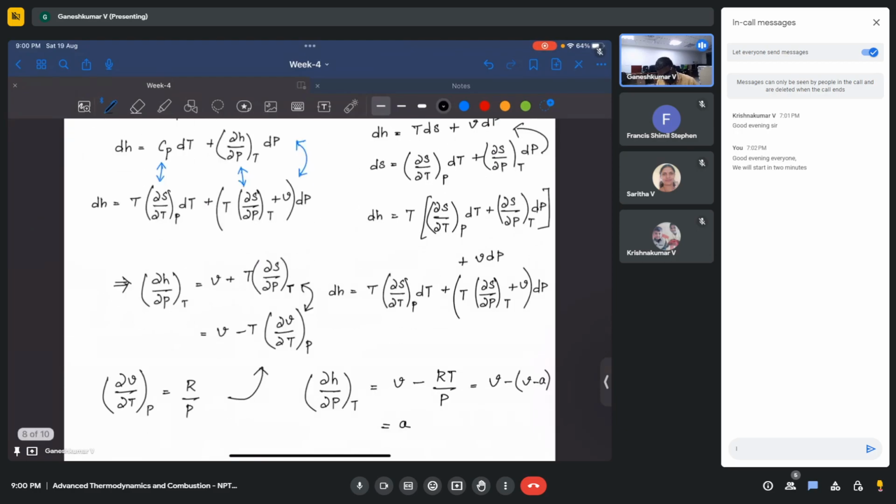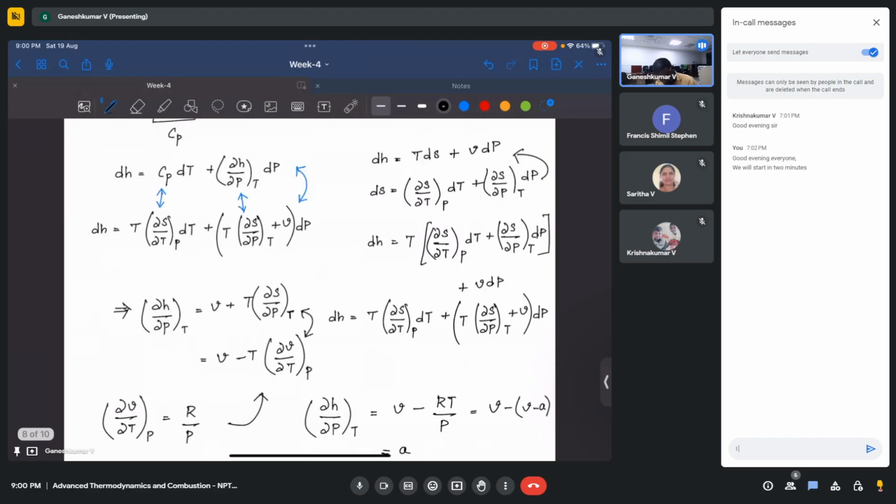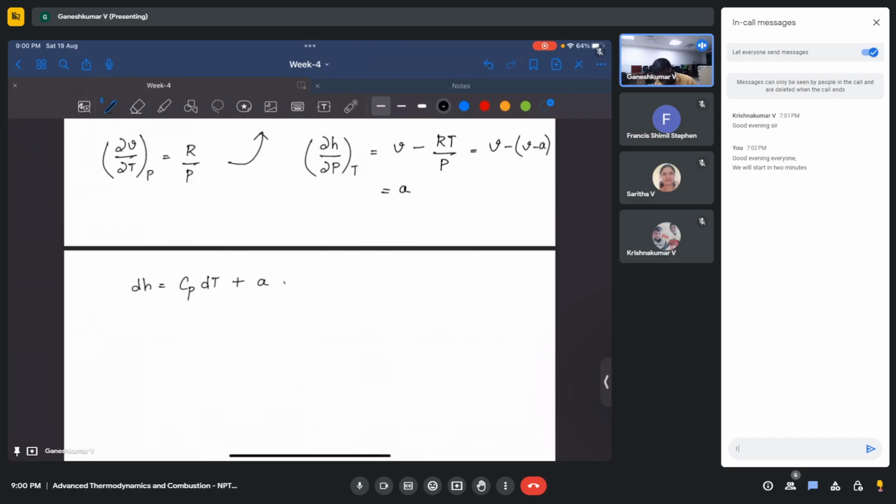So in a way, we have enthalpy as a function of both temperature and pressure. If you look at it now, dH is nothing but Cp dT plus ∂H/∂P at T, which is nothing but A dP. So this is the enthalpy function for the equation of state PV minus A equal to RT. But if it is an ideal gas equation of state, we do not have this.